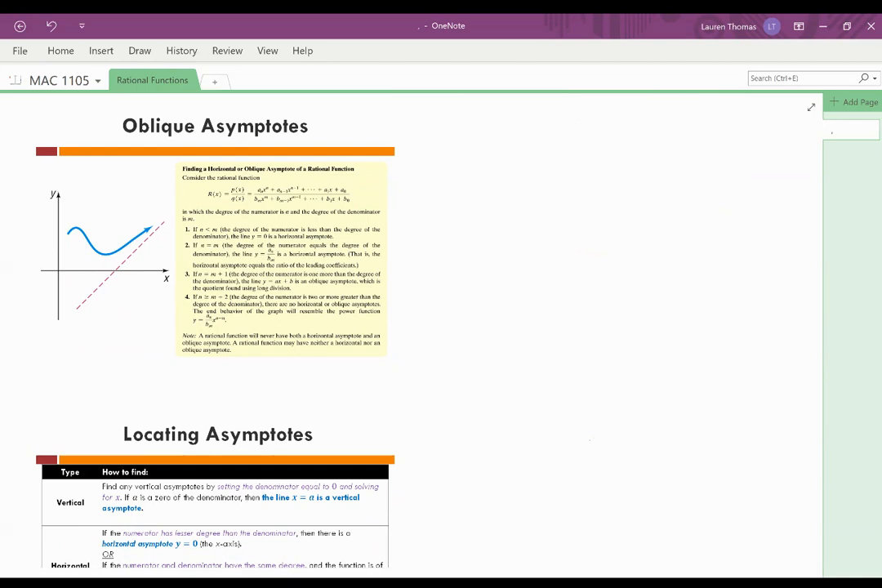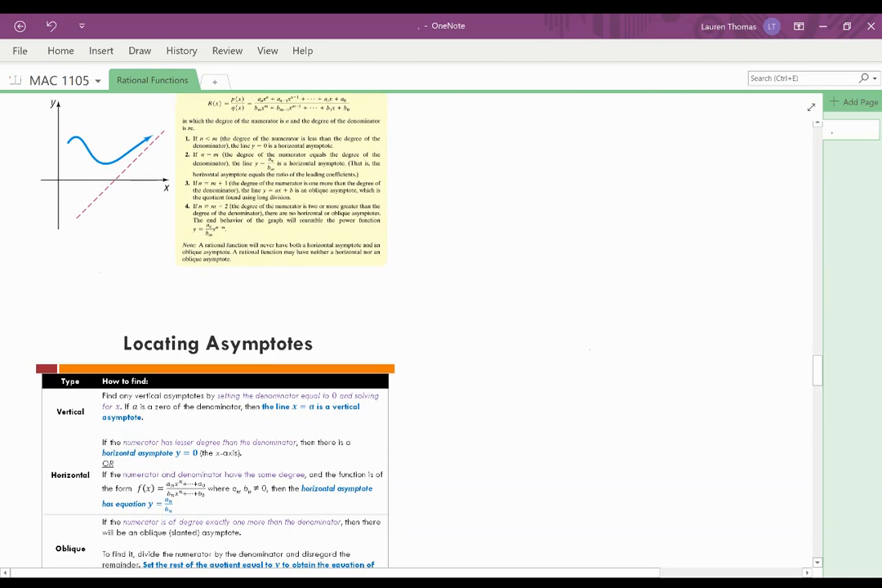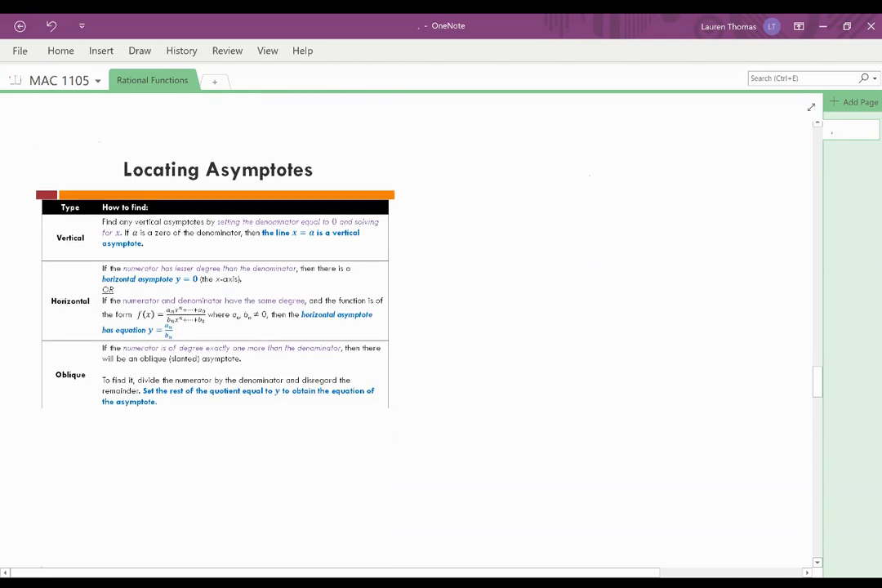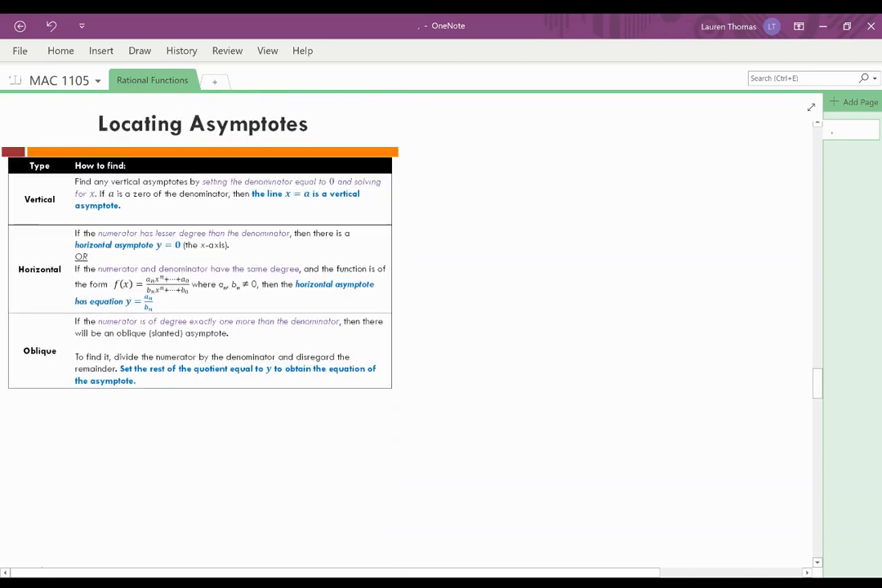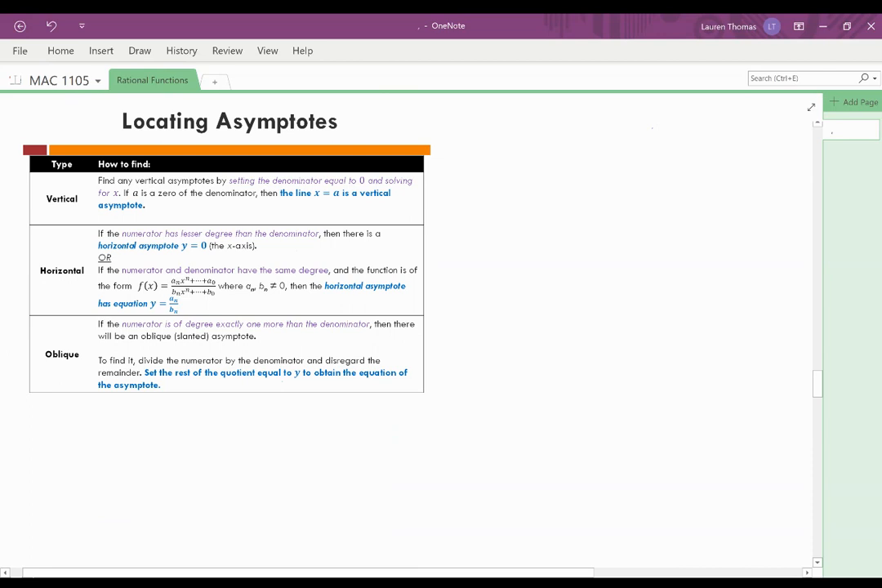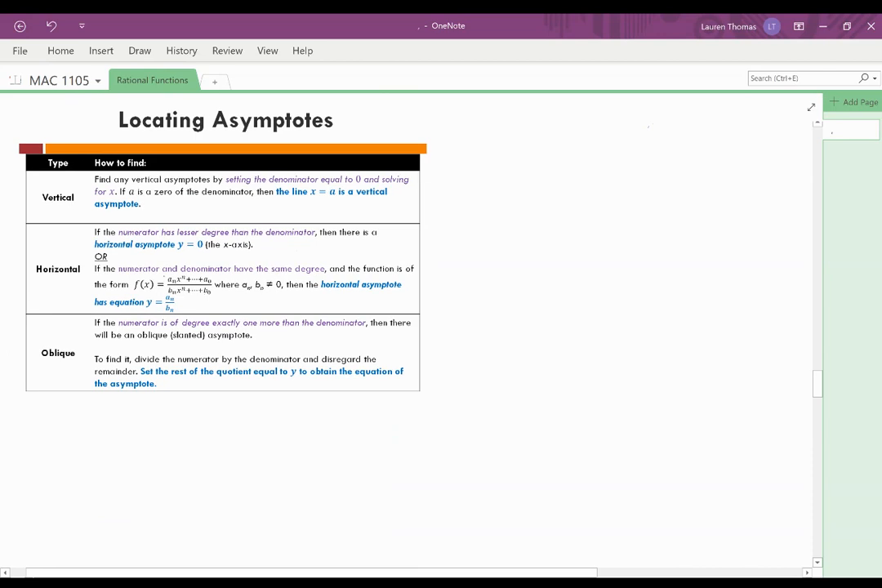Okay, so it's important that not only can you recognize those asymptotes when you're looking at a picture, but do you know how to find them? Okay, so the ways that we find those asymptotes are labeled here in this table. So the first one that we're going to look at are vertical asymptotes. Okay, so if they ask us to find vertical asymptotes, what you're going to do given your rational function, you're going to set the denominator equal to 0 and you're going to solve for x.